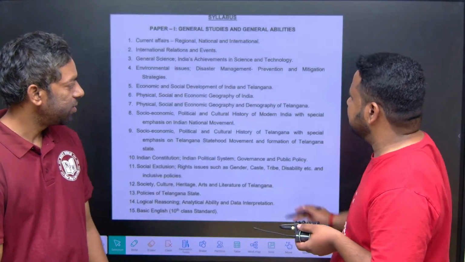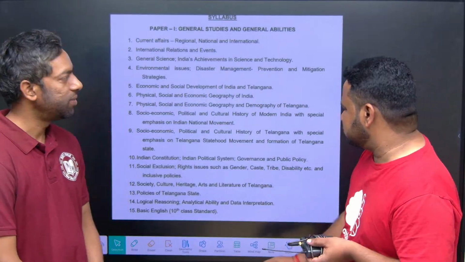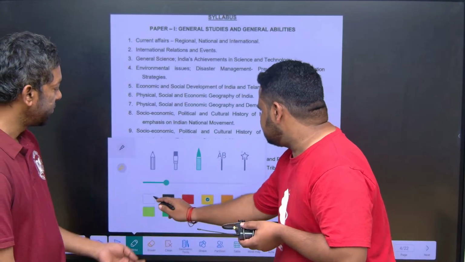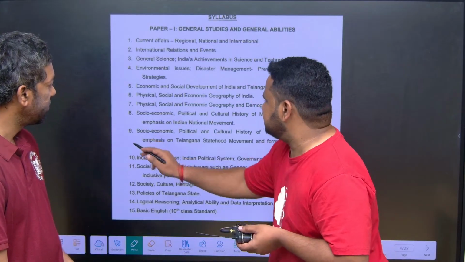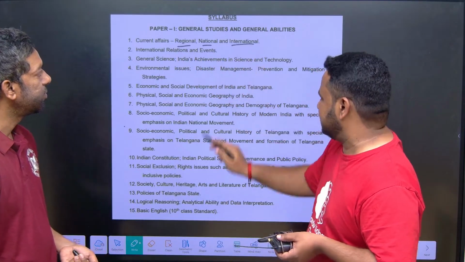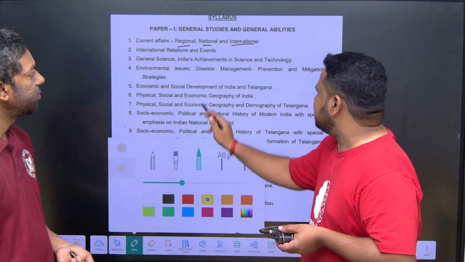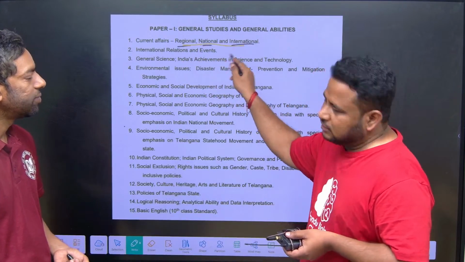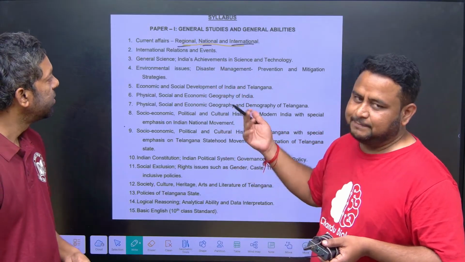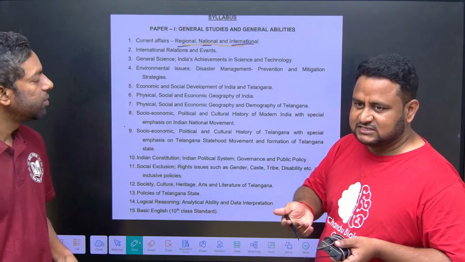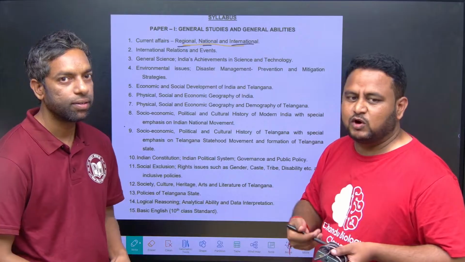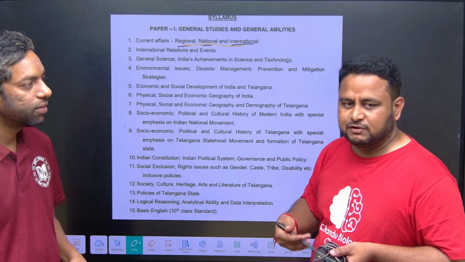So first let me run through the syllabus. When it comes to the JL and DL syllabus for General Studies, we have 15 subheadings. One is current affairs: regional, national and international. Be careful, they are telling regional, national and international. So it's an ever-encompassing subject, that is current affairs. It's very vast, but pertaining to the JL and DL syllabus and what was asked in the 2023 paper, by looking at that we can analyze what type of current affairs will be asked. Based on that we will be providing the classes.